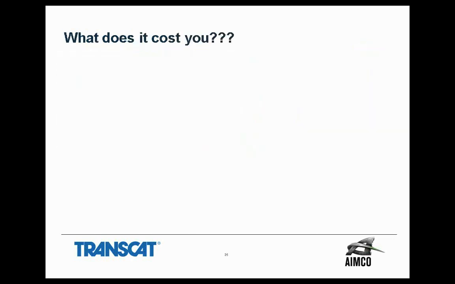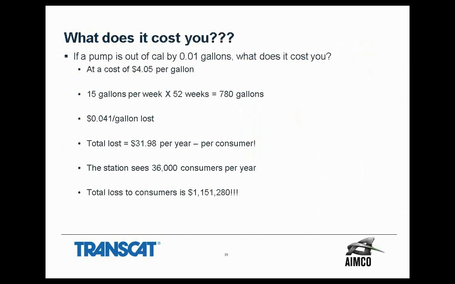Now, let's just say, for argument's sake, that we do that. We find that the pump is off by 0.01, I'm sorry, 0.01 of a gallon. So at $4.05 a gallon over the course of the year, 780 gallons, we lose about $32 per consumer. In itself, it's not a huge amount, but if you look at it from the station side, a typical gas station sees about 36,000 consumers a year. Their gain on that, our loss, would be over $1 million.